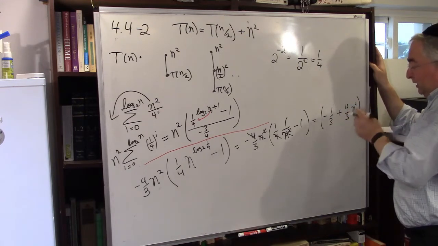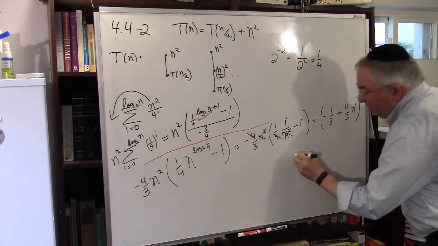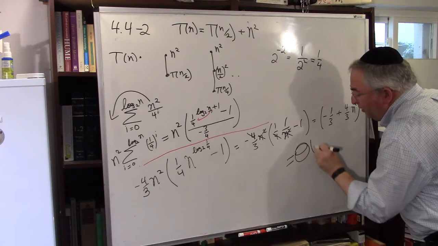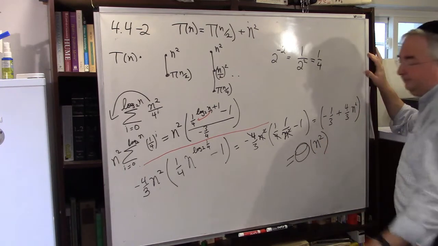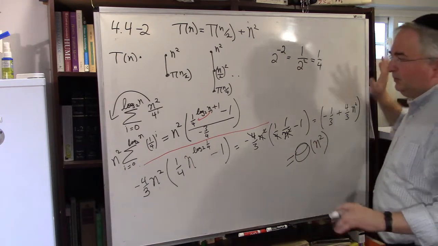Anyways, leading coefficients are not important. Adding numbers is not important. And this is equal to theta of n squared. That's it. Okay, let's go through it again.